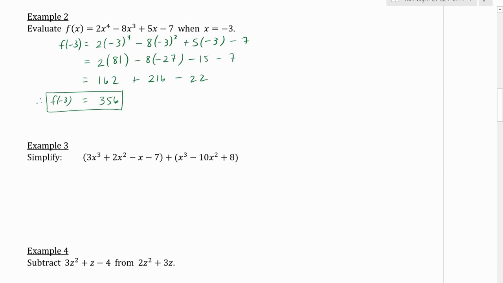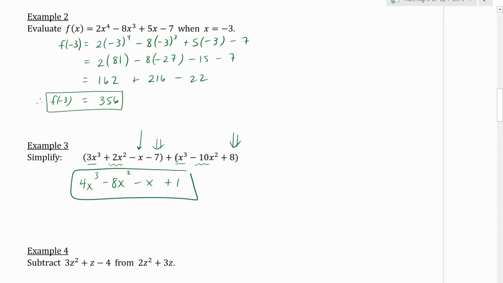Okay, next one. So we just need to simplify this. We're just taking that polynomial, adding it to that polynomial. So basically, we're just looking for like terms. You have 3 of them here, 1 more of them there. There's 4 of those x cubes. On the x squared, you got 2 of them. You take away 10 of them, that's negative 8 of those. On the x, that's the only one. And then we got a negative 7 put together with a positive 8. That's a positive 1. That's it.